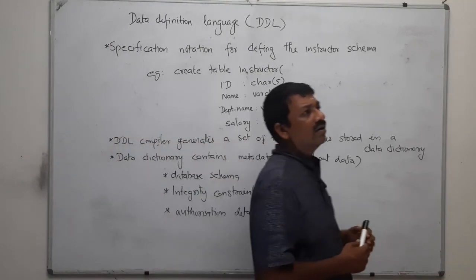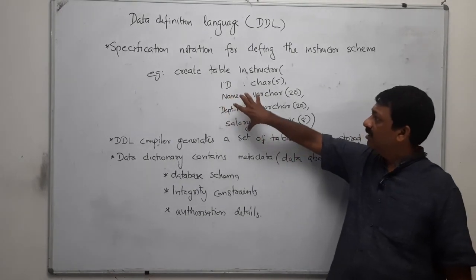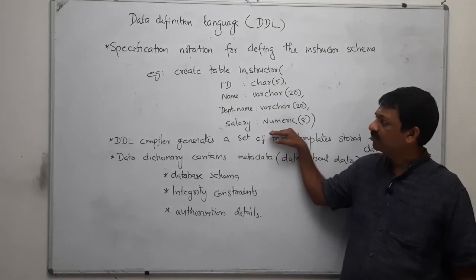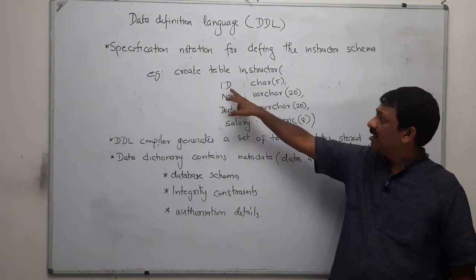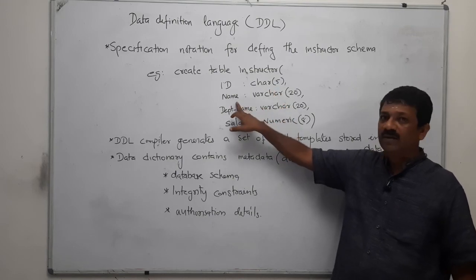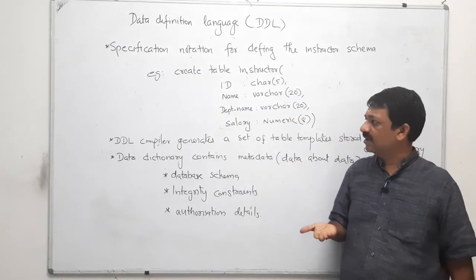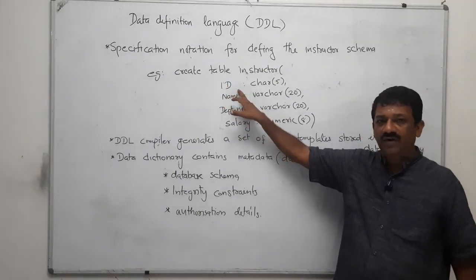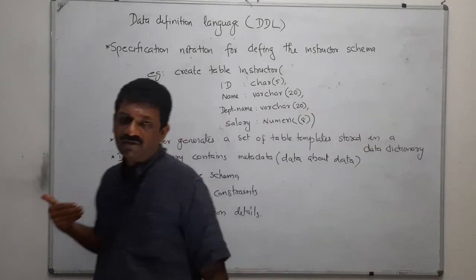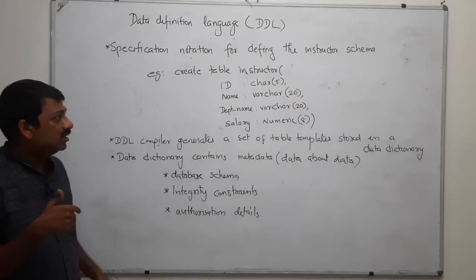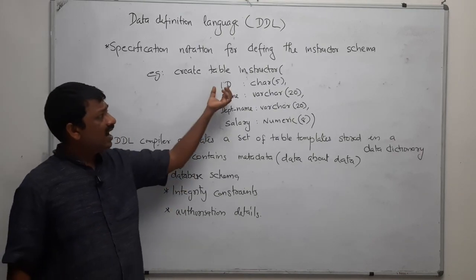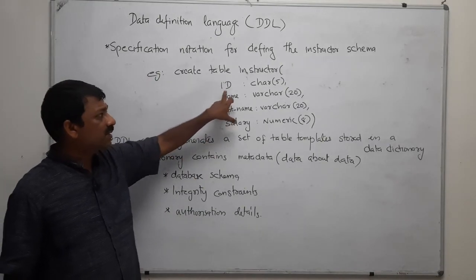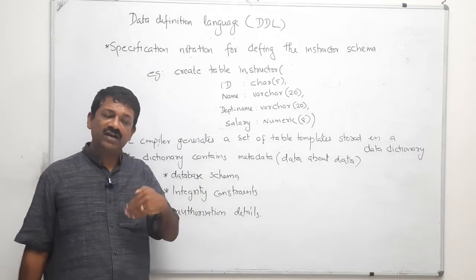For example, for uniquely identifying a particular tuple or particular record, you should have a primary key. Here ID is the primary key because name cannot be a primary key. That means more than one person can have the same name. Department name also is not unique. The ID is the unique one, and using that ID you can retrieve the information of a particular instructor. So in that case, ID is acting as a primary key. So the integrity constraint is that this primary key field cannot be null.